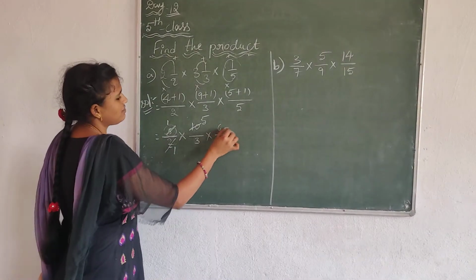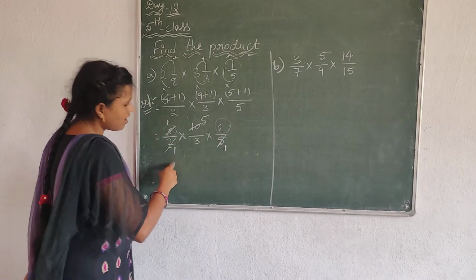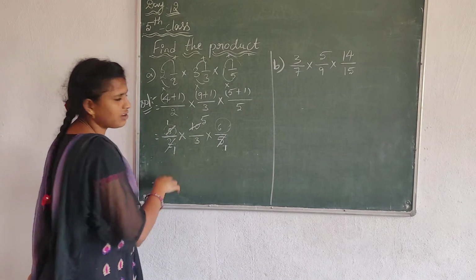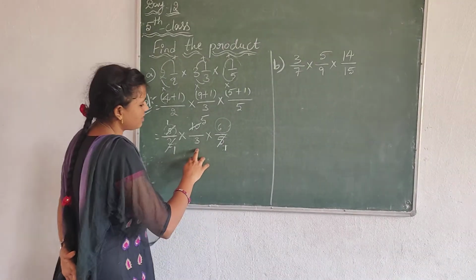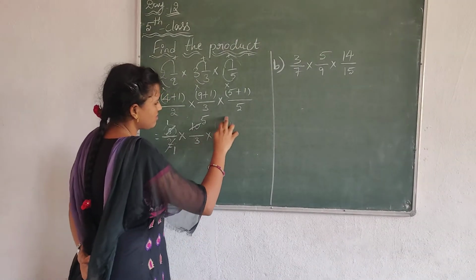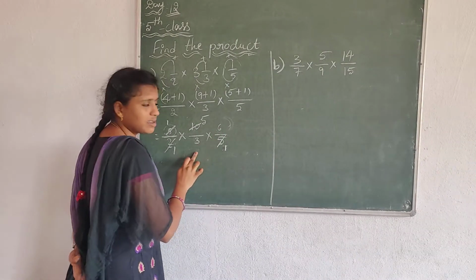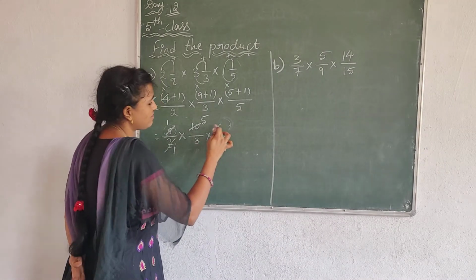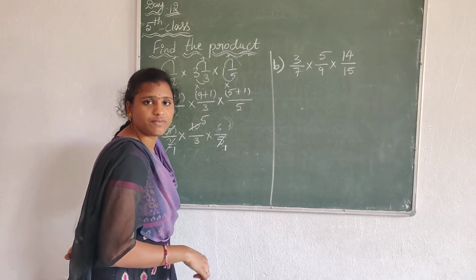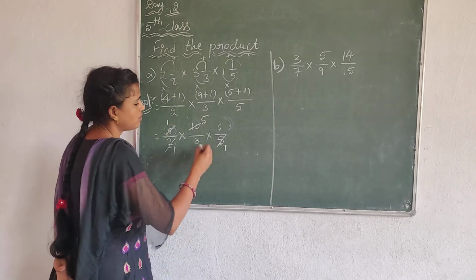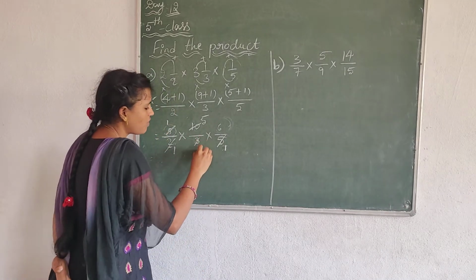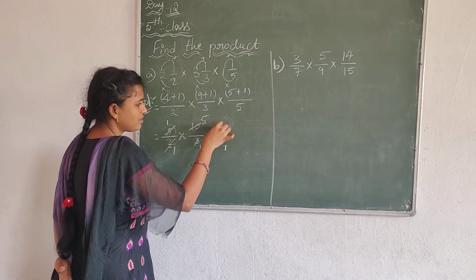Let's take the 6. Is there any cancellation? No value. Only 1 is normal. Next, see 3. 6 and 3 are cancelled in which table? 3 table. 3 how many times? 1 time. What about 6? 2 times.